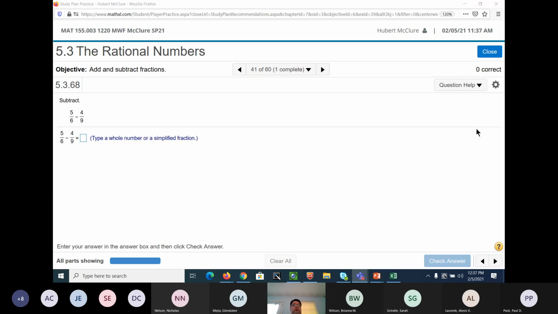All right. So I'll give y'all a minute to work on this one. 5/6 minus 4/9. And I'm going to put a 6 here and a 9 here. 2, 3, 5, 7, 11, and sometimes 13. And I'd like to get Miss Hunter in here, but she hasn't replied yet. She may have done what I said and got out.